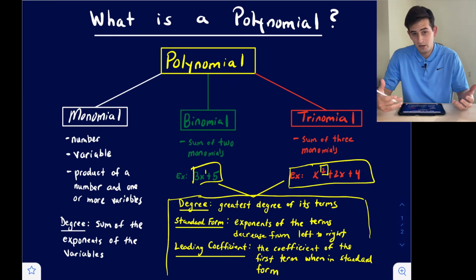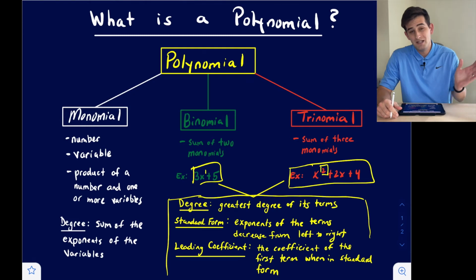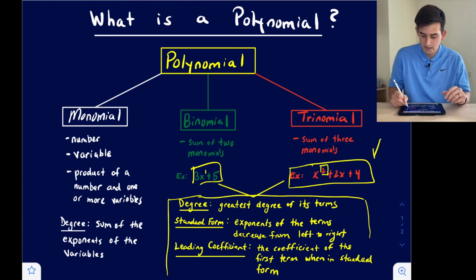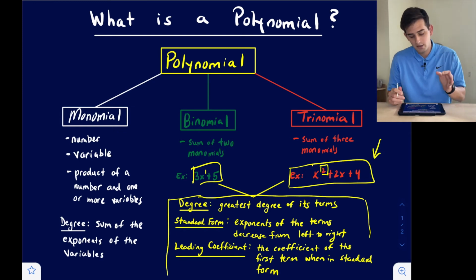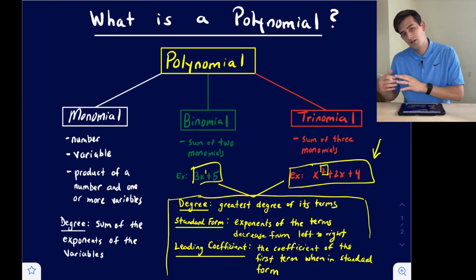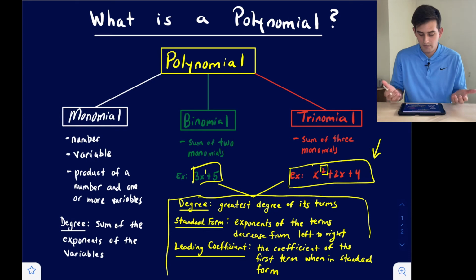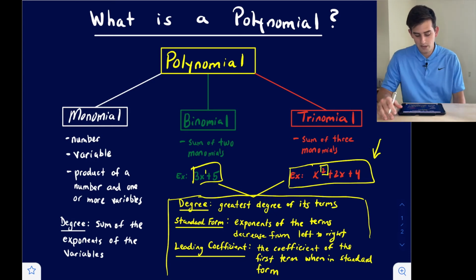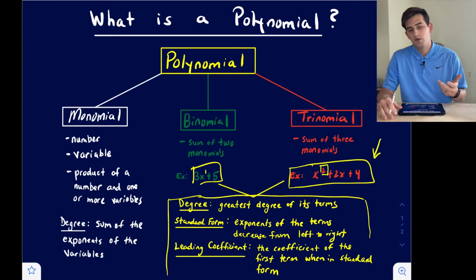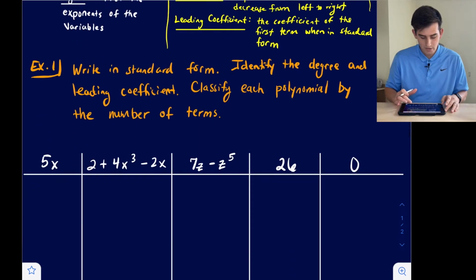We also have something called standard form. In order for a binomial or a trinomial to be in standard form, we want to write it in decreasing order from left to right in terms of its exponents. So if we look at this example of our trinomial, we have x squared, our next term is just x, and our last term is our constant, which does not have a variable. And lastly, we need to talk about what a leading coefficient is. A leading coefficient is the coefficient of the first term whenever our binomial or trinomial is in standard form.